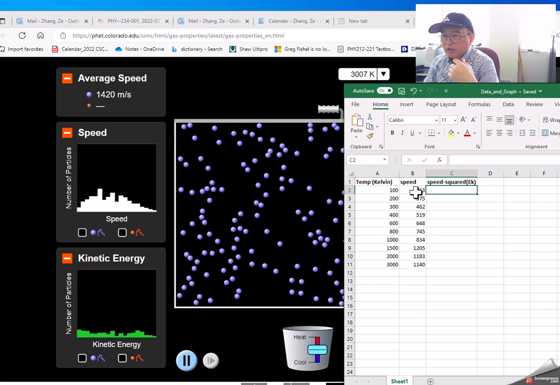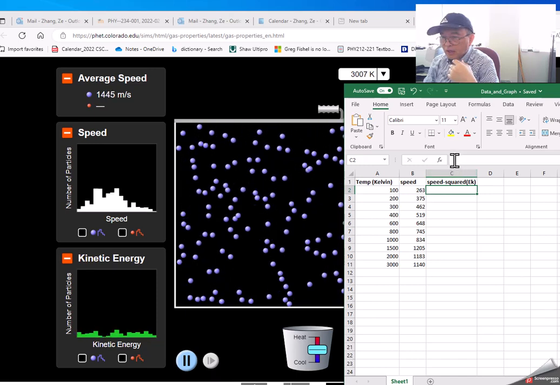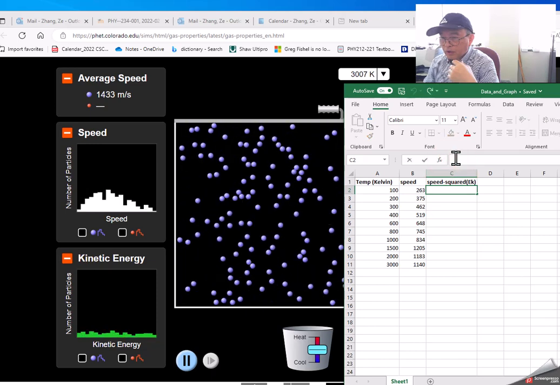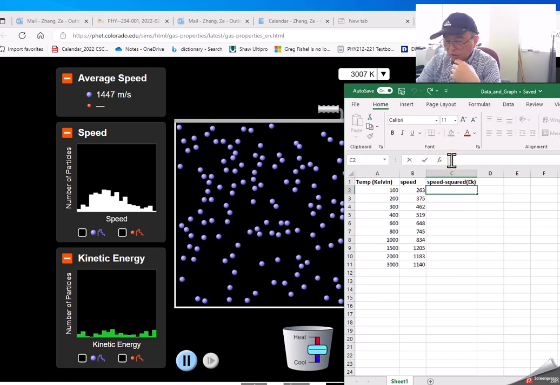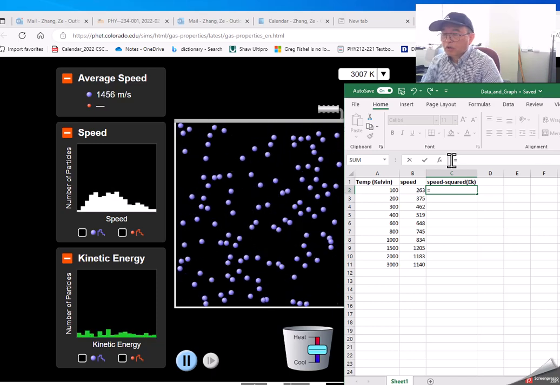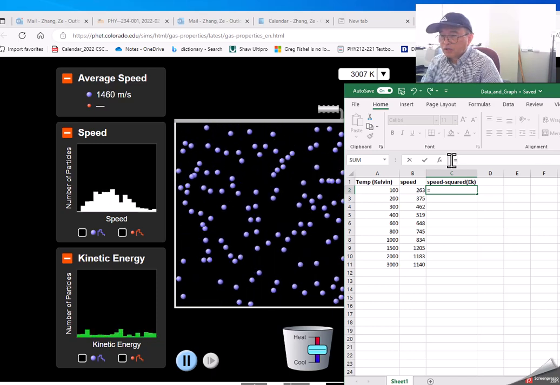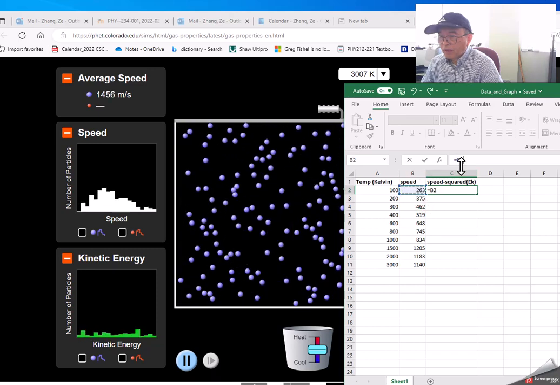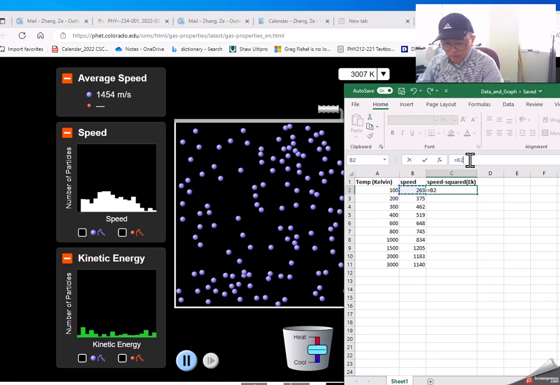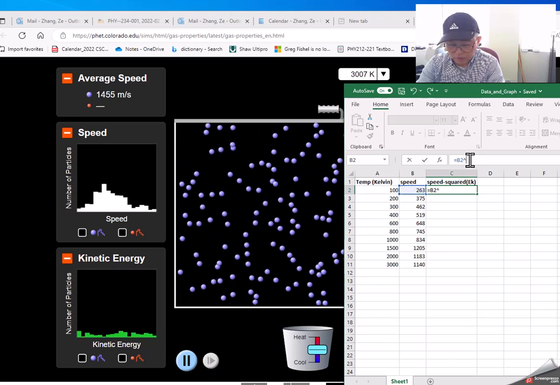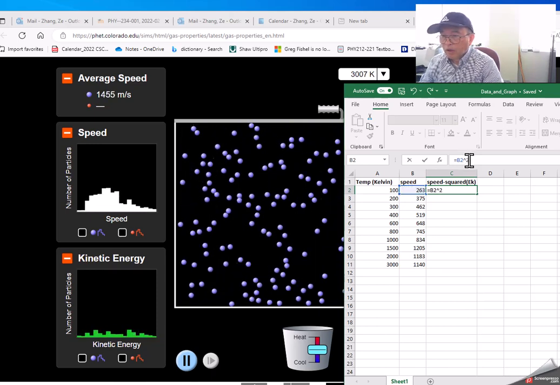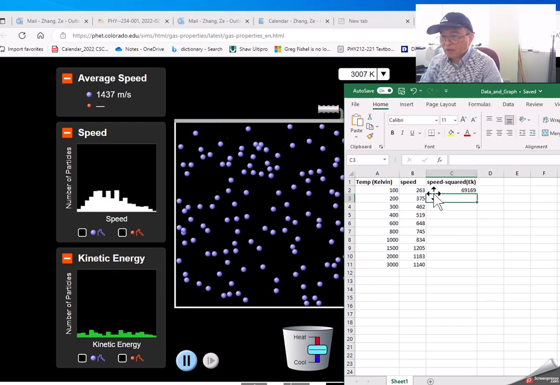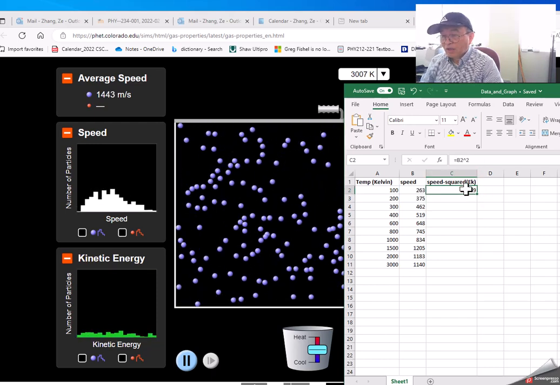So then we want to square the speed. To do that, here's the Excel trick. So you click this cell and put it over here and put equal, which means you want some kind of function calculation. Now equal what? Equal this one, and then squared, and press enter. So you see that number 263 squared is that, and you can check with the calculator.